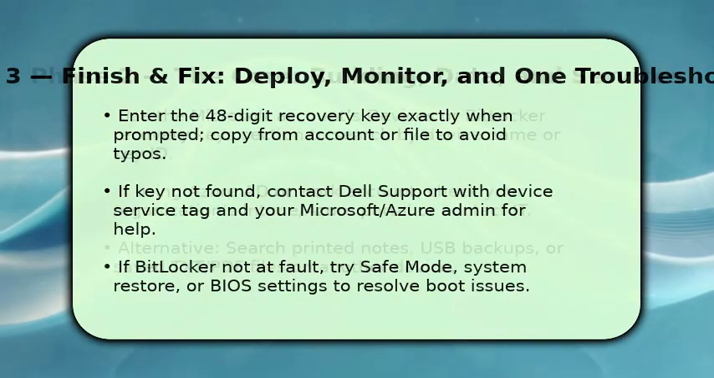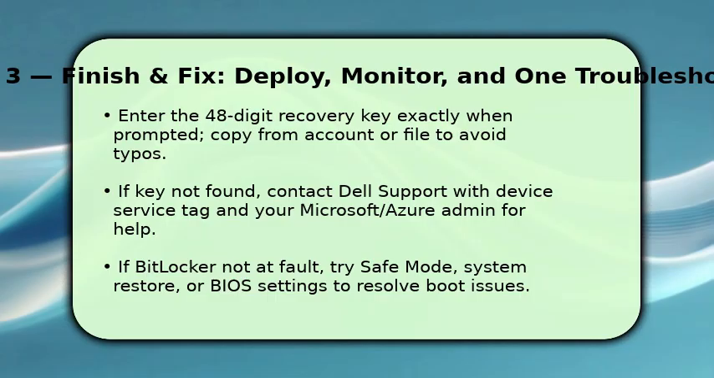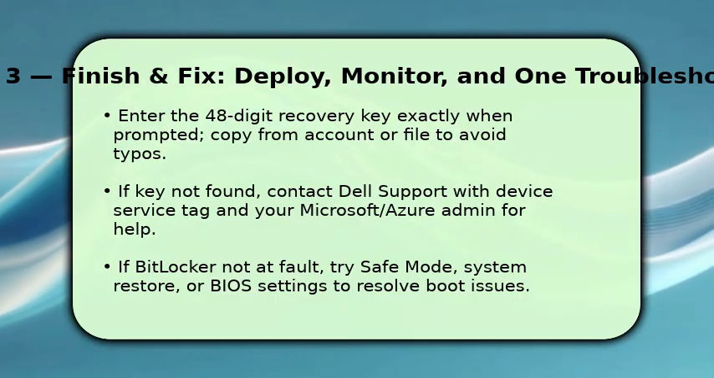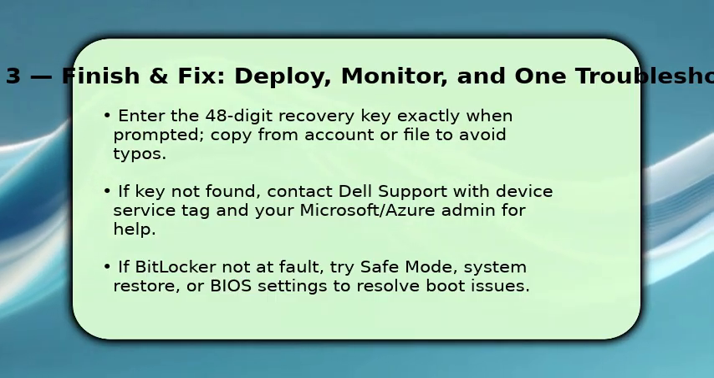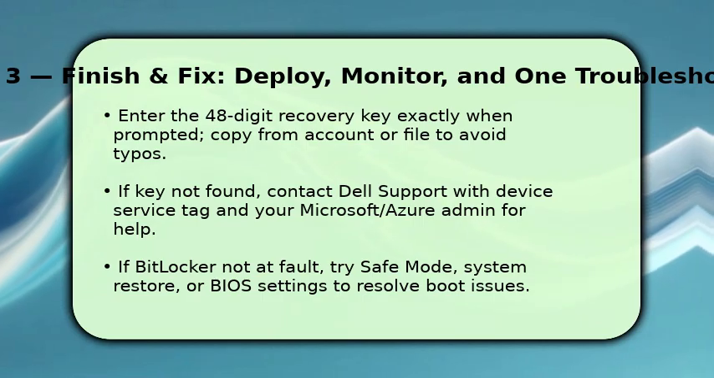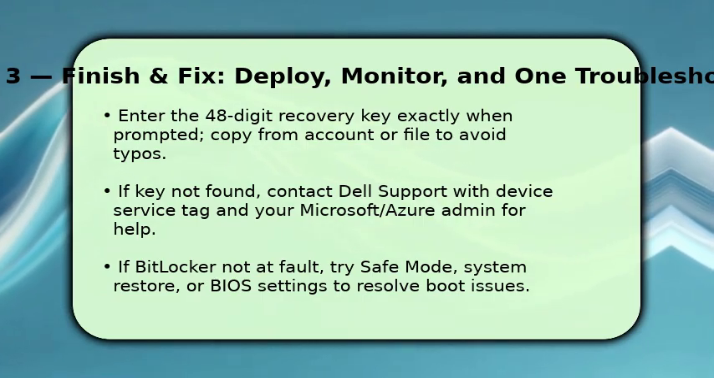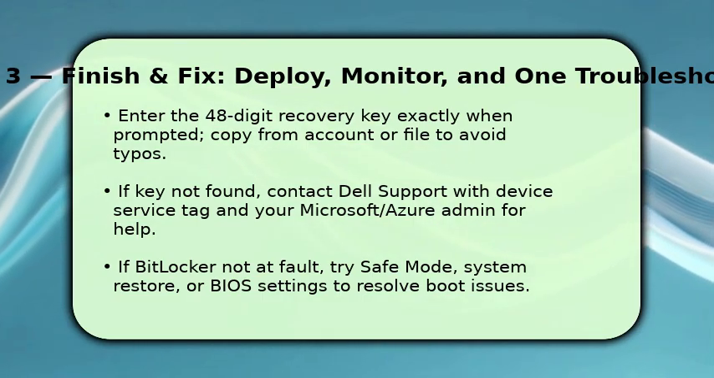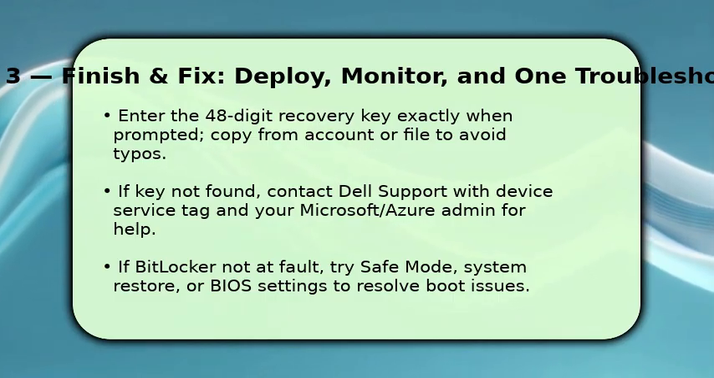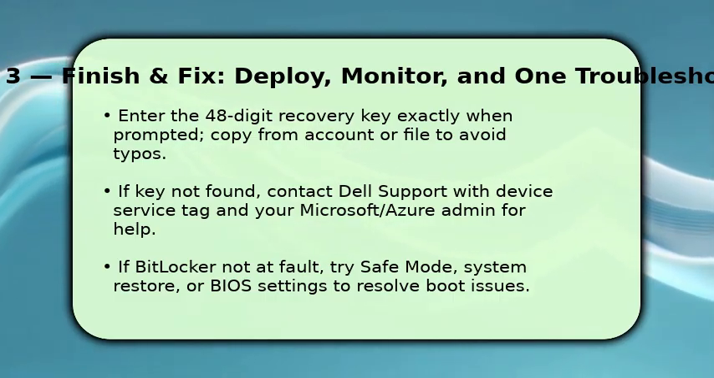Finally, when you have the 48-digit recovery key, enter it exactly as shown at the BitLocker prompt. Copy and paste from your Microsoft account or typed file to prevent errors. Once accepted, the system will resume. Make sure to suspend or turn off BitLocker temporarily if you perform system changes.